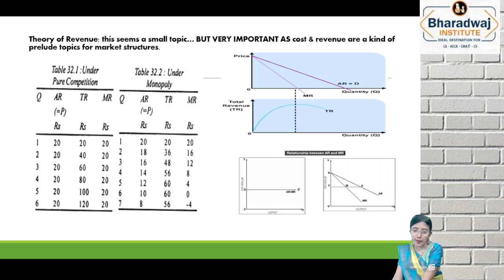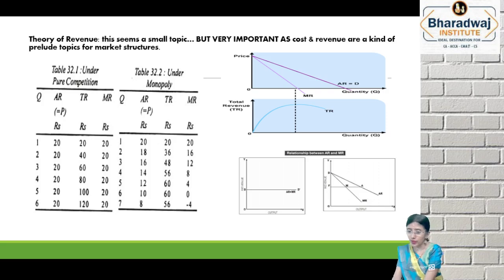Okay. Now, AR, TR and MR, look at your pure competition. It means also perfect competition. Your AR and MR will be the same. That is the point. Your AR and MR will be the same when you look at your perfectly competitive market.